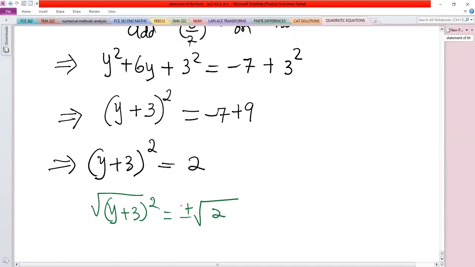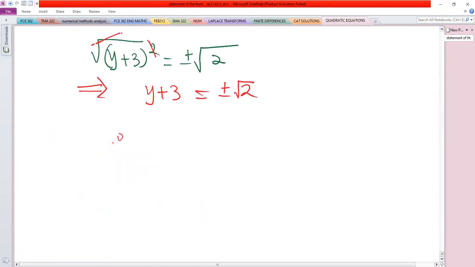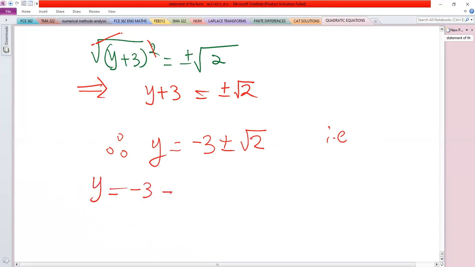So remember, you have always to put these two signs plus and minus to ensure that you get all the roots. So this implies we'll have y plus 3 is plus or minus root 2. So therefore, y is minus 3 plus or minus root 2. That is y equals to minus 3 plus root 2, or y equals to minus 3 minus root 2.